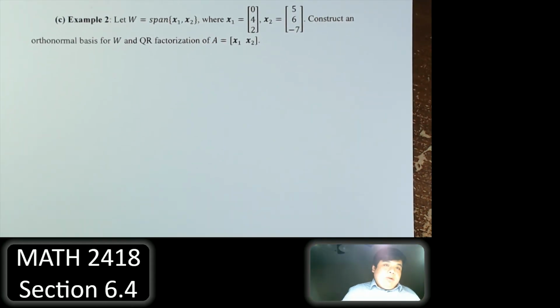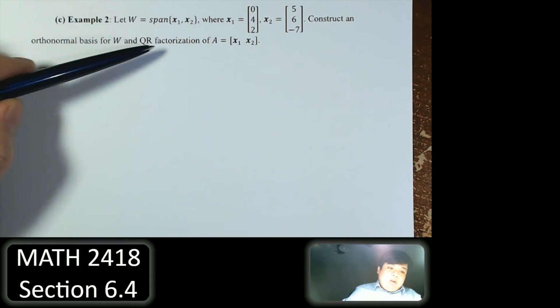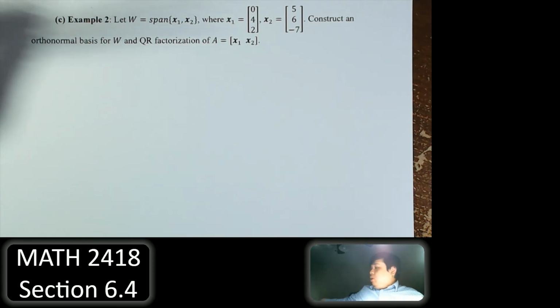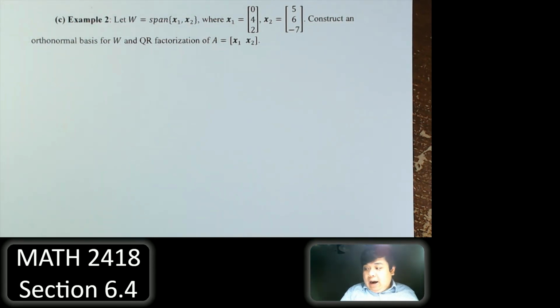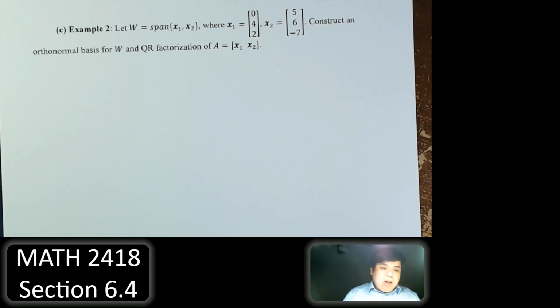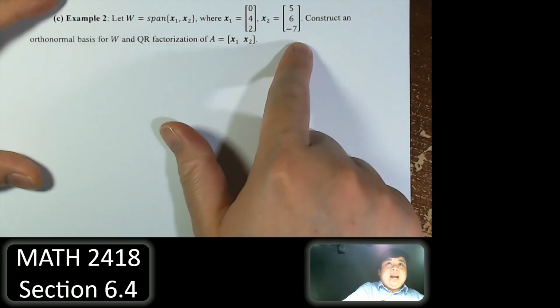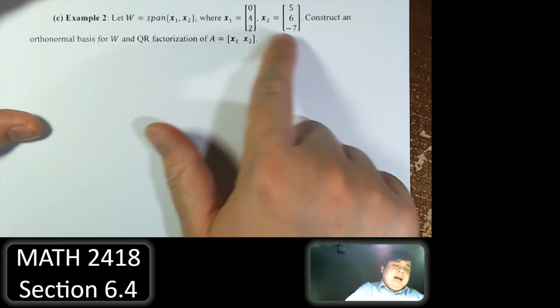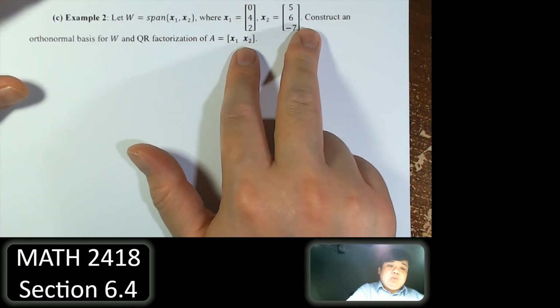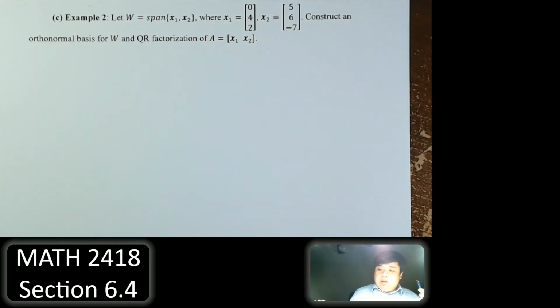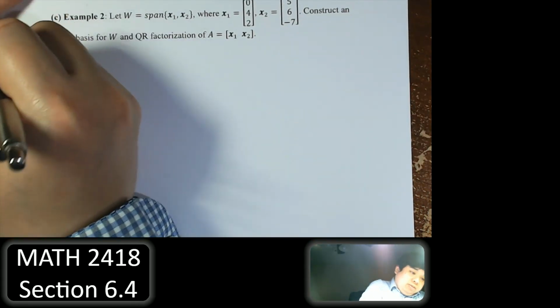Let's say we have those vectors. Construct an orthonormal basis for factorization and then the QR factorization for A. This one we're going to do by hand because that looks simple enough. We have x1 and x2, and they are linearly independent because they are not multiples of each other. So first find the orthogonal basis.